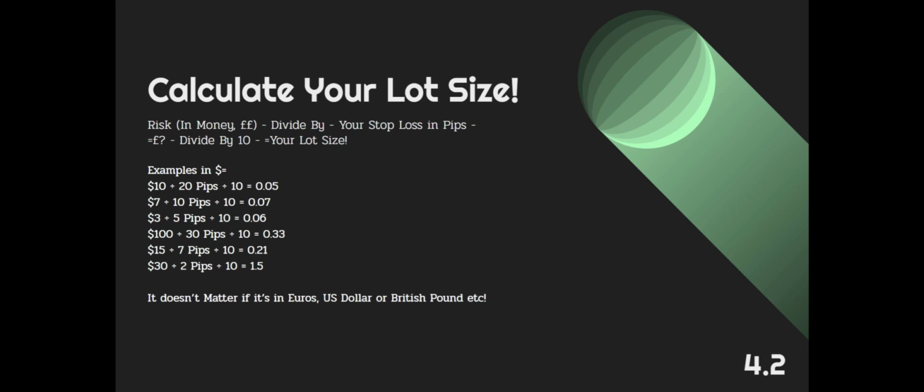So in terms of lot sizes, the bigger one is the one that you've risked less on, because if you look at the pips, it's got 30 pips here and 2 pips there. Even though I've risked more on this trade, it's a smaller lot size. So you get the idea. Your stop loss in pips has a lot to do with everything.